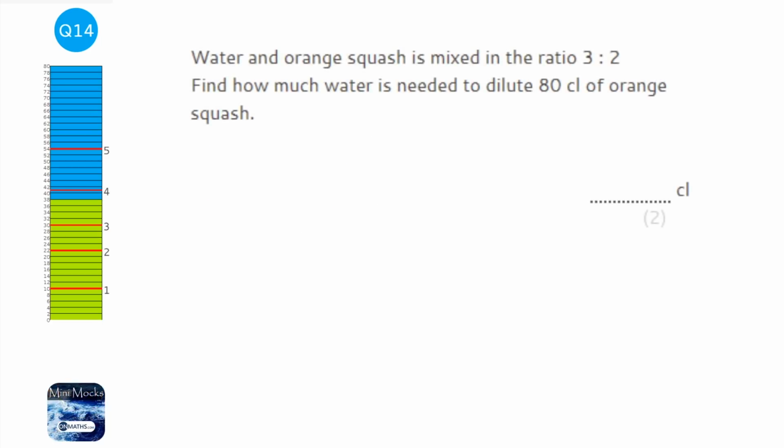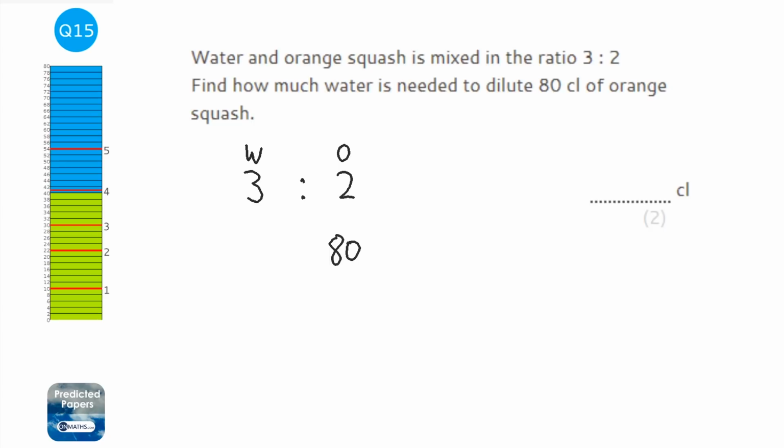Okay, so we have water and we have orange squash. And we need 3 parts water to 2 parts orange squash. It seems quite rich drink to me, but anyway. And it says, find out how much water is needed to dilute 80 centilitres of orange squash.